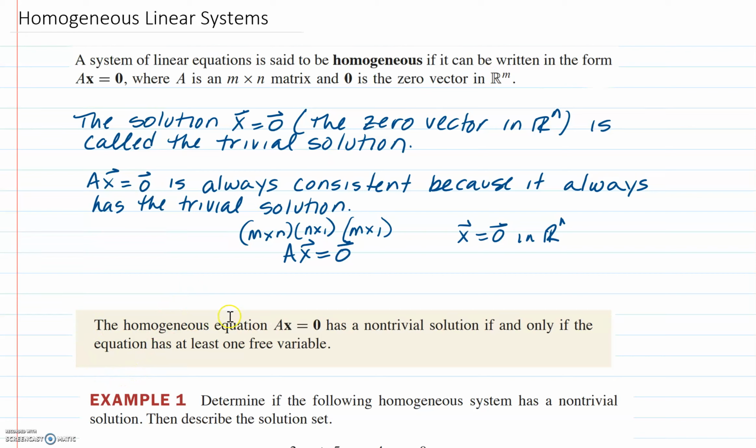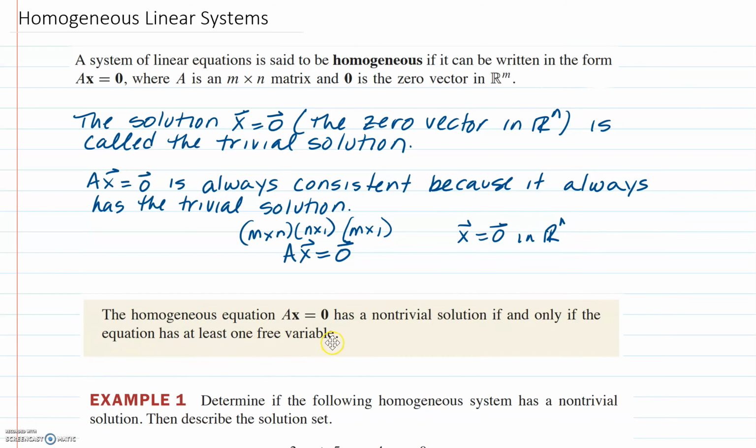The homogeneous equation, Ax equals 0, has a non-trivial solution if and only if the equation has a free variable. And if it has a free variable, then we know it's always consistent because x equals 0 is a solution. So that means there would be an infinite number of solutions here. To see this, let's look at example 1.